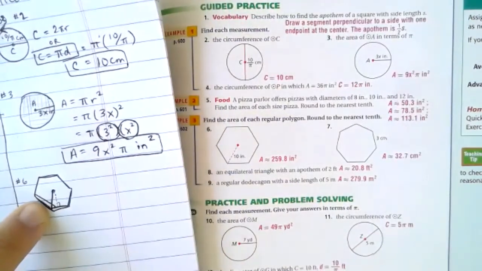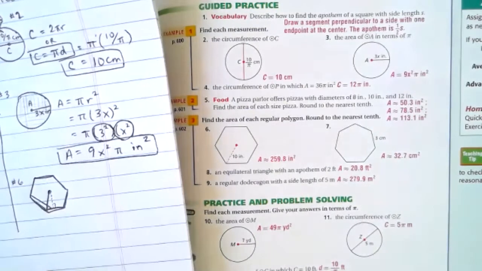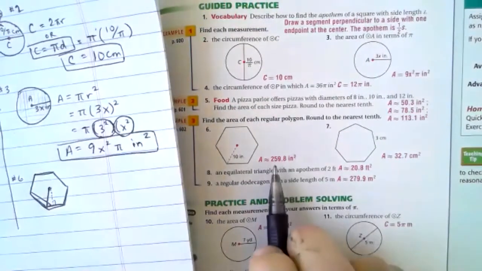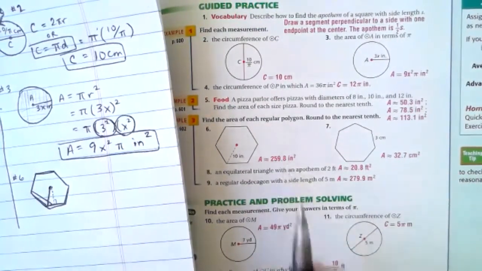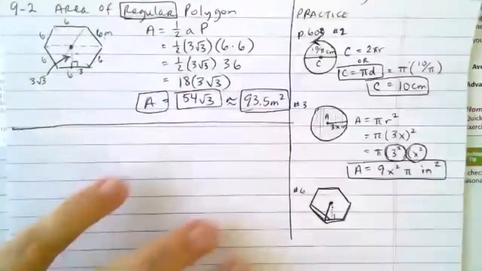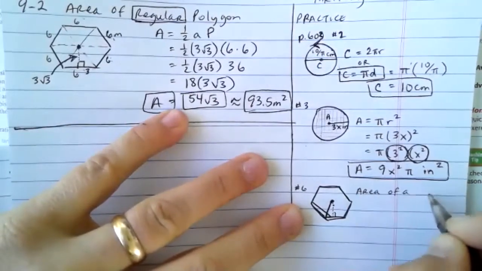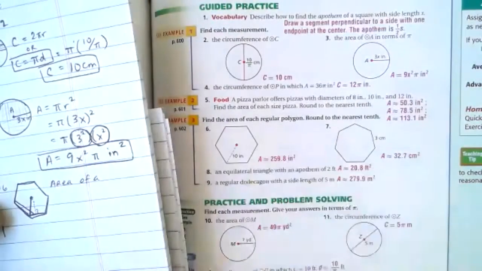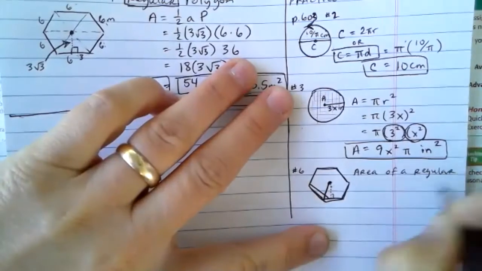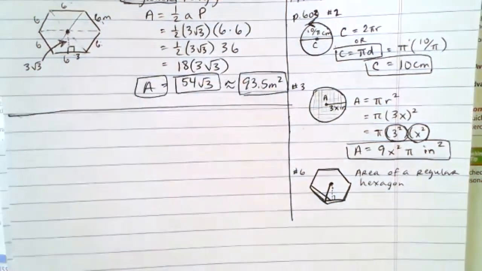All right. Now it says the area of a regular polygon, round to the nearest tenth. If you'll notice, we've got 259.8 inches squared as the answer. So we're going to go back and show you a few things. This is called the area of a, you remember what it said? Regular polygon, right? Regular hexagon, because there are 6 sides there.